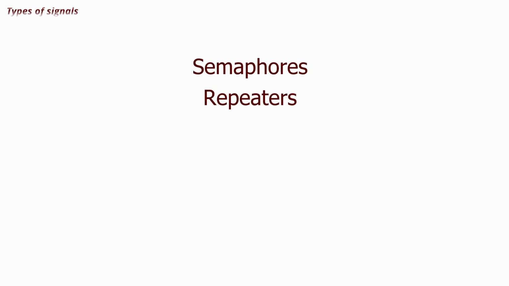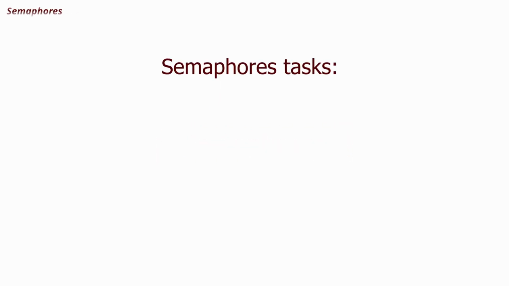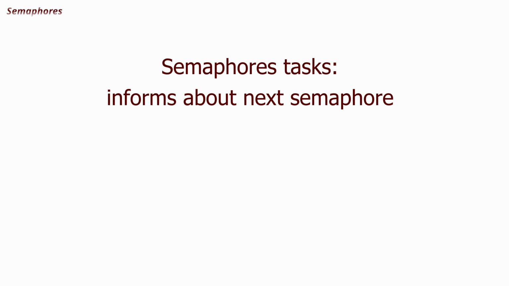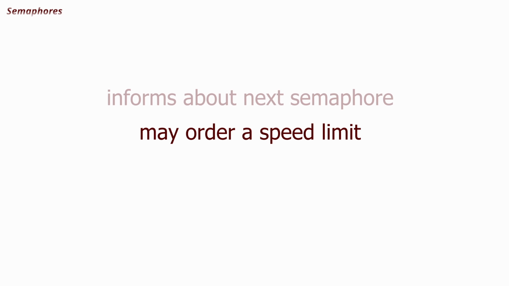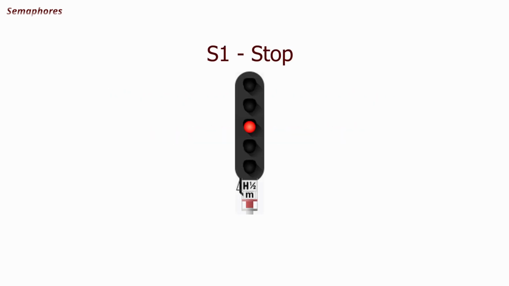Signals are divided into semaphores, repeaters, and shields, for example warning shield, and SBL signaling. Semaphores, apart from shunting signals, have a double task. They always inform about the next semaphore and may, but do not have to, order a speed limit from the moment of crossing this semaphore. The exception is the S1 signal stop, which prohibits further driving and does not inform about the next semaphore. We need to stop, so there is no point in informing about it.